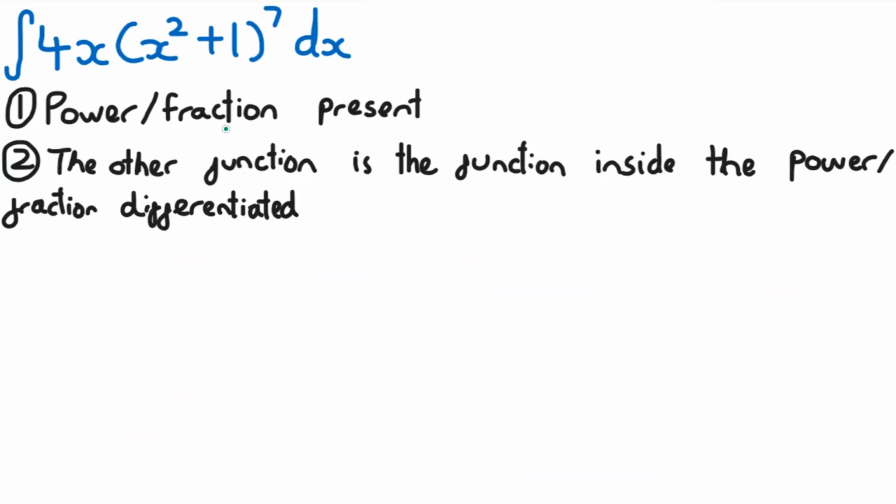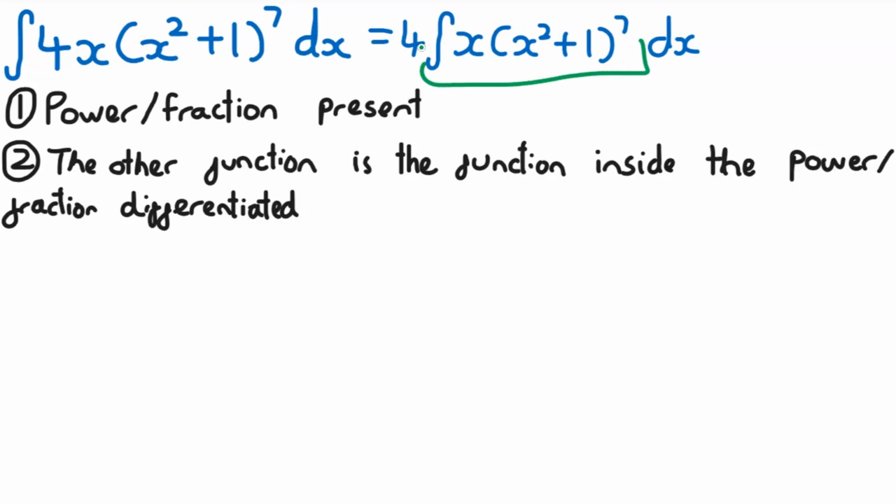Okay, so here's another example where we need to integrate 4x times (x squared plus 1) to the power of 7. Now this 4 here, what we can do is we can take it out of the integral like this here, so we're left with 4 and then this integral here, so we can kind of ignore this 4 for now and then just multiply it by everything at the end. So we need to integrate x and then x squared plus 1 to the power of 7.